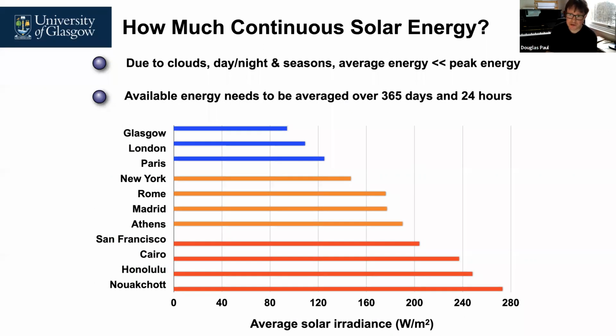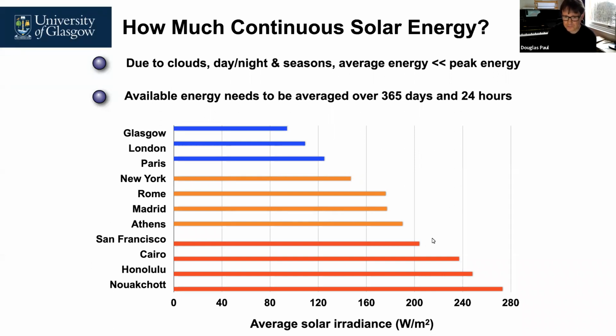Now we joke in Glasgow that photovoltaics you only really use to keep the rain off the roofs, but actually it's not quite true. Even in Glasgow, instead of having the peak value, what this slide is showing is the continuous solar energy that you have when averaged over 365 days and 24 hours. So in Glasgow, the average you get is 94 watts per meter squared if you consider integrating up over 365 days. If we do that for London, it's about 108. Paris is 128.